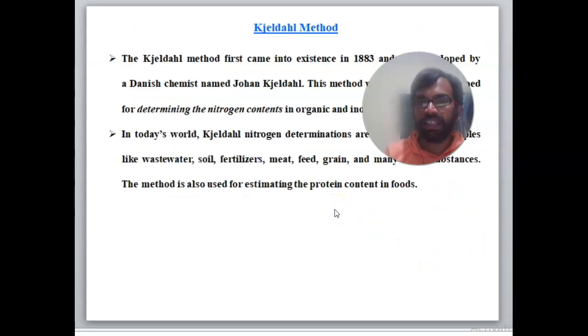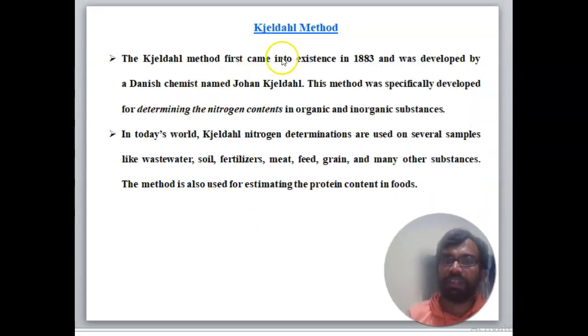First, the introduction of the Kjeldahl method. The Kjeldahl method was first introduced in 1883. One of the scientists in chemistry, Johann Kjeldahl, first introduced it in 1883. The method was specially developed to determine the nitrogen content in organic and inorganic compounds. So the methodology was first developed to determine the percentage of nitrogen in organic and inorganic substances.